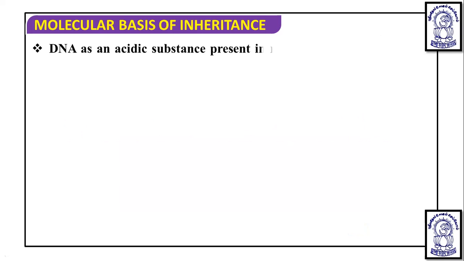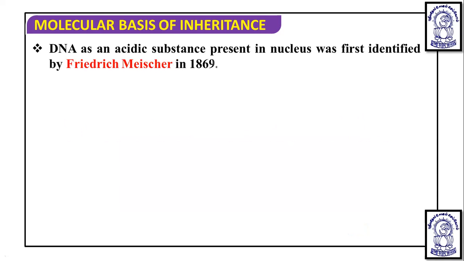If we talk about the structure of DNA, dear student, the full name of DNA is deoxyribonucleic acid, which means it is an acidic substance. We know that DNA is packaged in the form of chromosomes within a nucleus, so it is present in the nucleus. It was first identified by Friedrich Miescher in 1869. It is the first breakthrough, where the identification of this nucleic acid DNA was done by Friedrich Miescher. He named it nuclein.